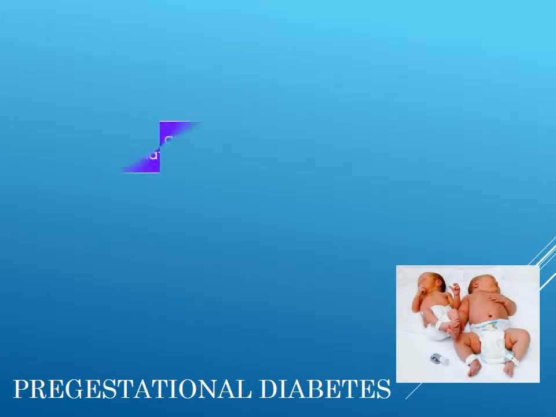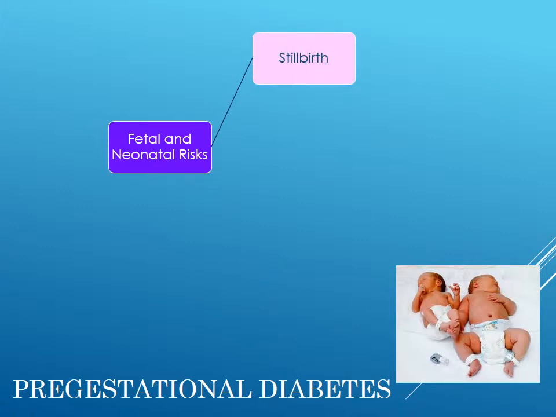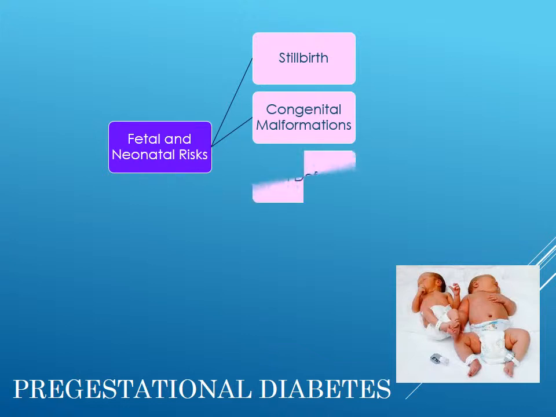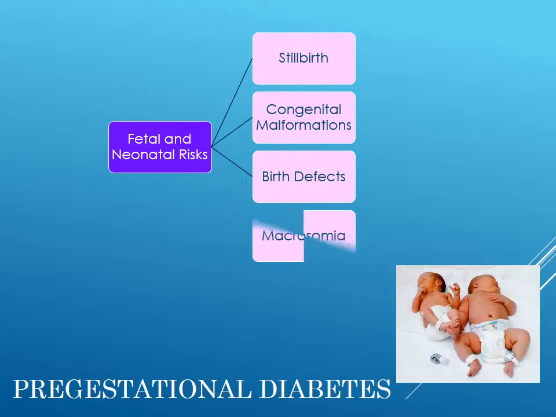The fetal and neonatal risks of diabetes include stillbirth. 2 to 5% of all fetal deaths occur in women whose pregnancies are complicated by pregestational diabetes. Congenital malformations account for 30 to 40% of perinatal loss in pregnancies complicated by diabetes. Birth defects are caused by hyperglycemia during the first trimester of pregnancy when organs and organ systems are forming. And macrosomia, which can lead to birth injuries such as brachial plexus palsy, facial nerve injury, humerus or clavicle fracture, and cephalohematoma.